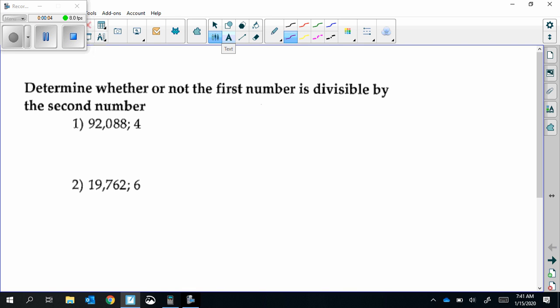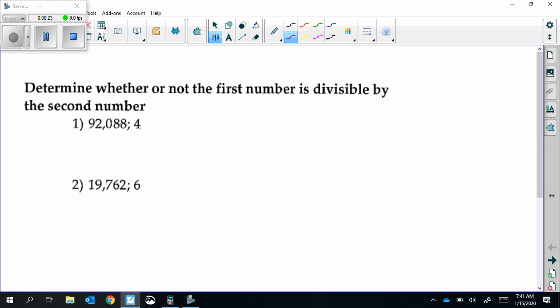All right, talking about divisibility. We've got divisibility rules for almost all the numbers 2 through 10. Divisible by 2 means it ends in an even. Divisible by 3 means that if you add up all the digits, they add up to something divisible by 3.